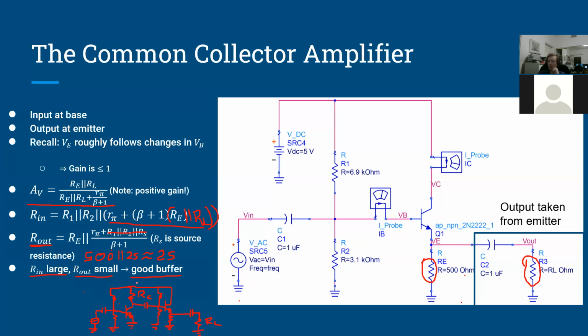Basically what I have here is this section is a common emitter amplifier, and that allows me to get high gain. But the problem with the common emitter amplifier is that it has a high output resistance. So I follow that up with a common collector amplifier, which doesn't provide me any gain, but it lowers the output resistance. And that allows me to drive a smaller load resistance.